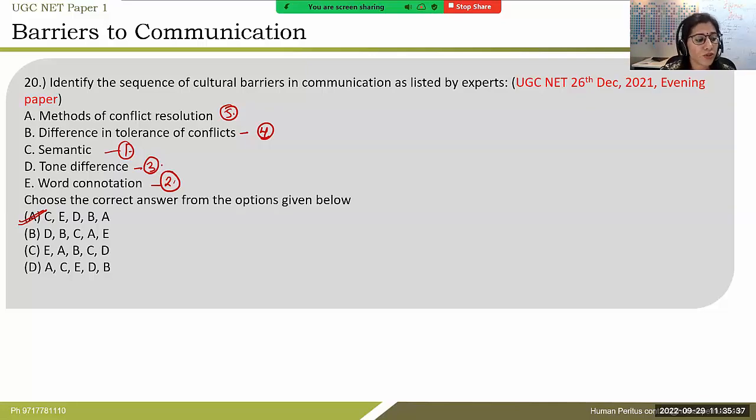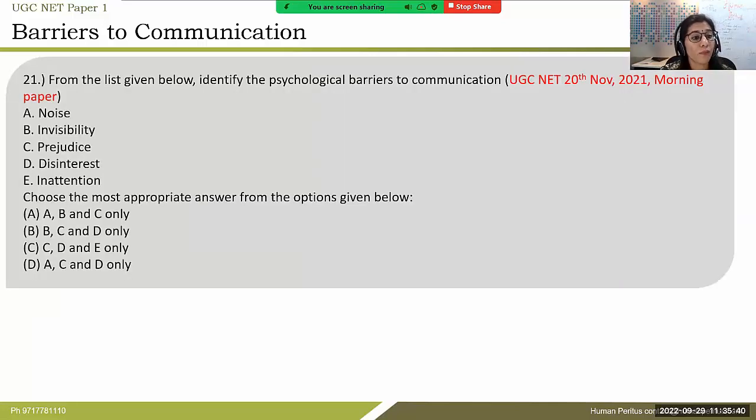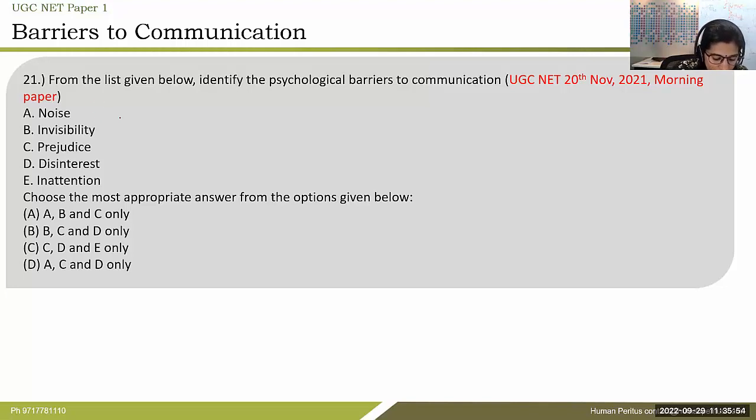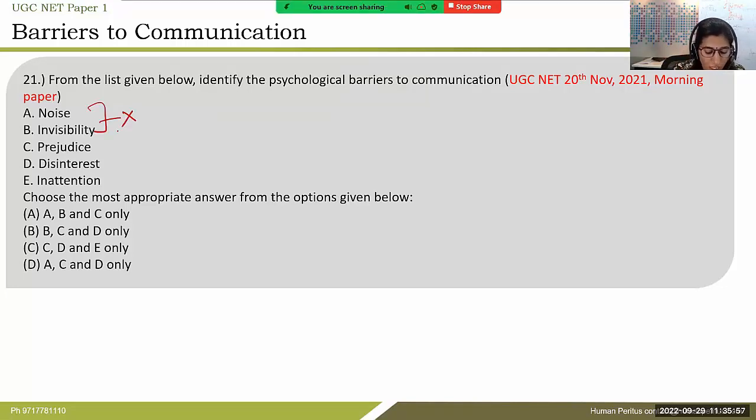All right. Next question. From the list given below, identify the psychological barriers to communication. Which all are the psychological barriers? Noise, invisibility. See, noise and invisibility clearly are physical barriers. You can straightforwardly eliminate them. If you work smartly and want to save your time, see that three options are given. Choose the option where A and B are not given. Otherwise, you can go ahead with understanding what is prejudice. Obviously, psychological disinterest. Yes, psychological inattention. Yes, psychological barriers. So C, D, E, which is option number C, is the correct option here.